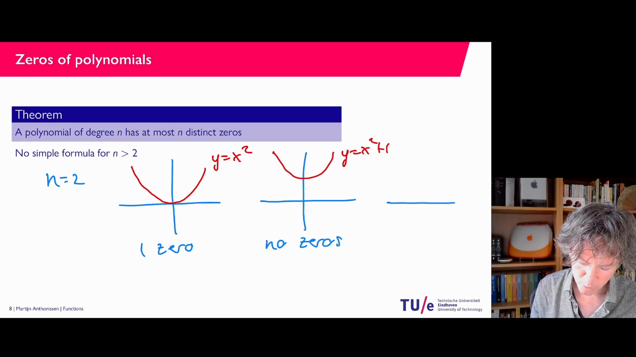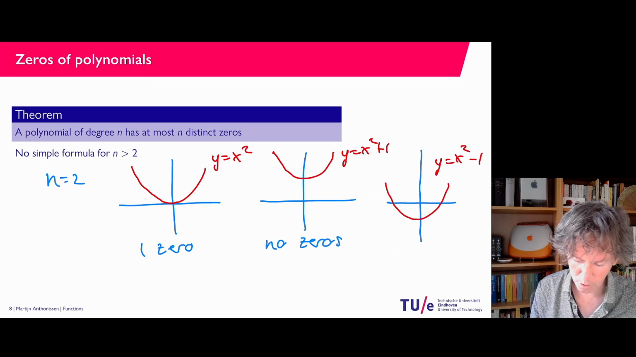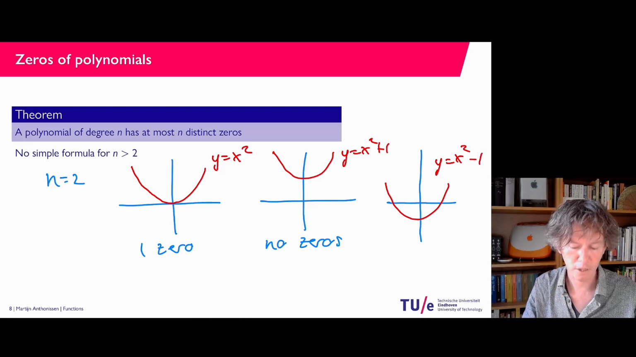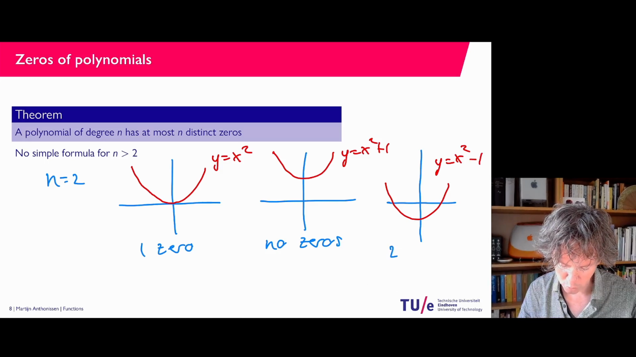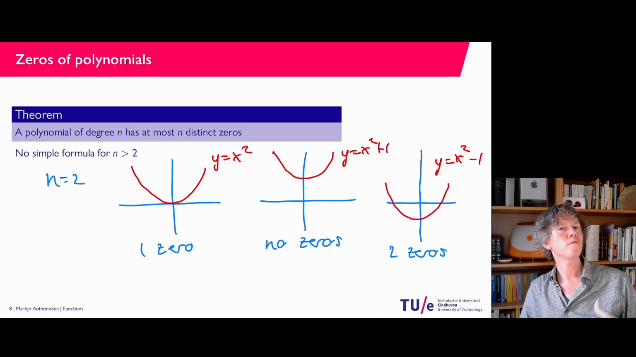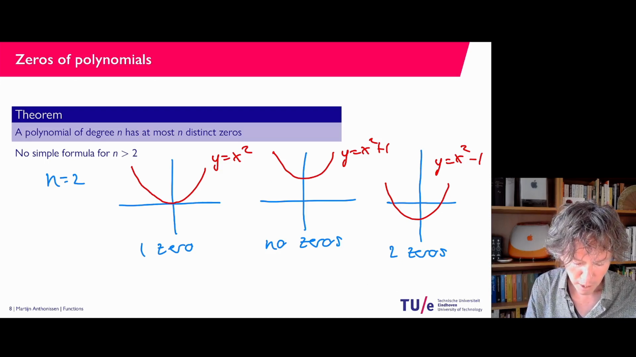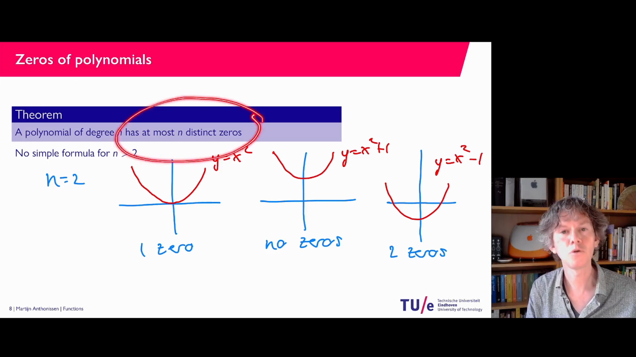And if you would subtract a number, so let's say that we look at this graph, so y equals x squared minus 1, and I could subtract basically any positive number, then you see that you have two intersections. So this one has 2 zeros. So here you see that if you have a parabola, quadratic function, that you either have 2 zeros, 1 zero, or no zeros. So indeed you have at most n distinct zeros.